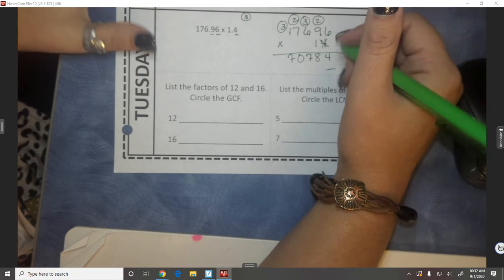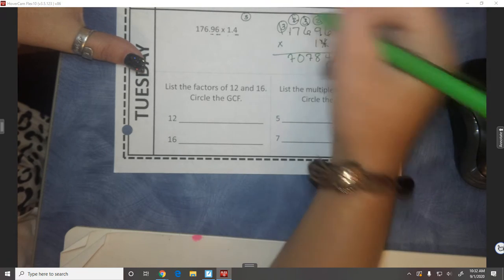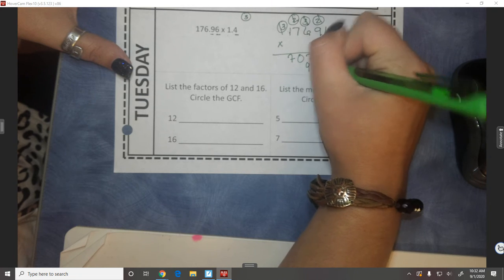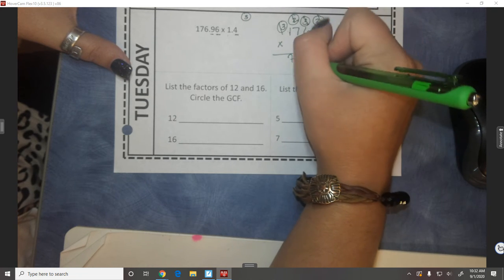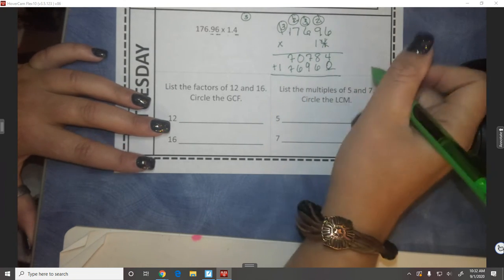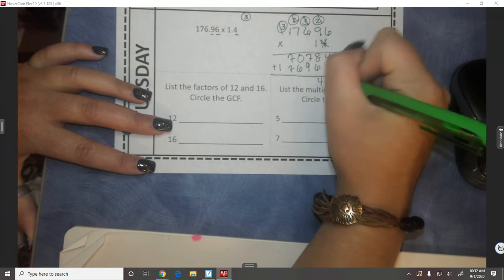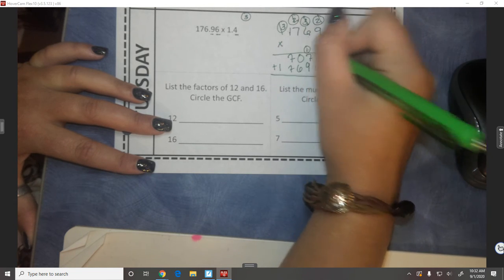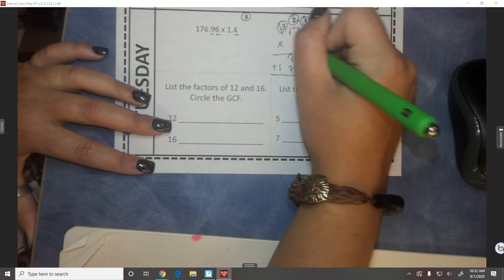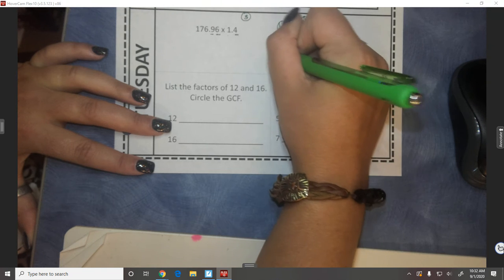So what we do since we're done with that spot is we put a 0 right there and we're done with all those. So 1 times 6 is 6, 1 times 9 is 9, 1 times 6 is 6, 1 times 7 is 7, 1 times 1 is 1. Now we get to add them all up. 4 plus 0 is 4, 8 plus 6 is 14, carry my 1, 9 plus 1 is 10, plus 7 is 17. 7, 14, 2.